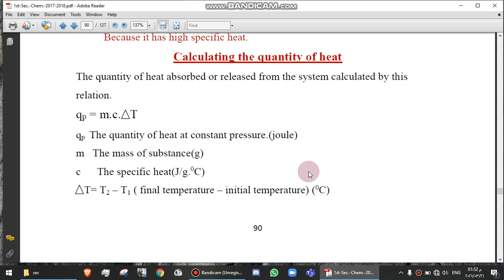Now we calculate the quantity of heat. The quantity of heat absorbed or released can be calculated by the following relation: Q is the quantity of heat at constant pressure, measuring unit joule. M is the mass of the substance, measuring unit gram. C is the specific heat, its measuring unit joule per gram degree Celsius. And delta T is the change in temperature, T final minus T initial. Okay?